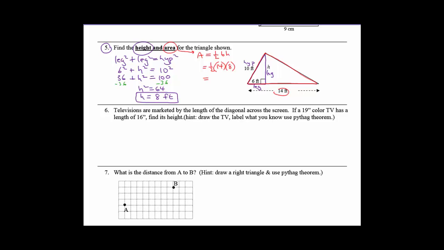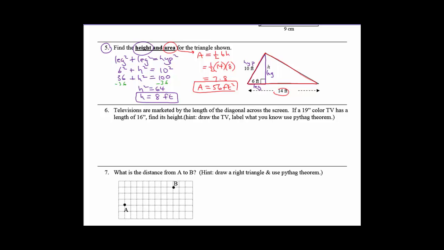So now I can do 14 times 8 and then divide by 2, but I think the math is a little easier if we do half of 14, which is 7, and then multiply that by 8. That gives us 56. Now, because we have multiplied 14 feet times 8 feet, then our answer is going to be feet squared. Feet times feet makes feet squared. So the answer to this question is the missing height is 8 feet, and the area of the triangle is 56 square feet.